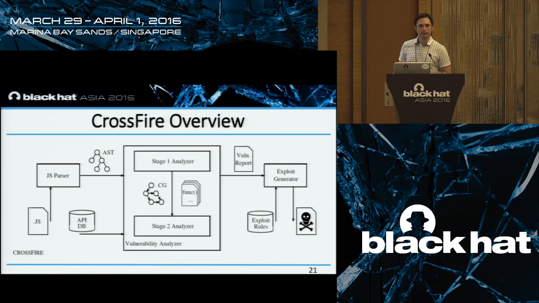In the first stage, it looks at the code and determines what are the global variables, what are the global functions that can be exploitable, and looks at the security-sensitive functions that can be exploitable. And it generates the call graph. In the second stage, it finds the paths from these global functions or variables, the entry points, to our sinks, which are security-sensitive functions. And after this, it generates a vulnerability report, which is given to the exploit generator.